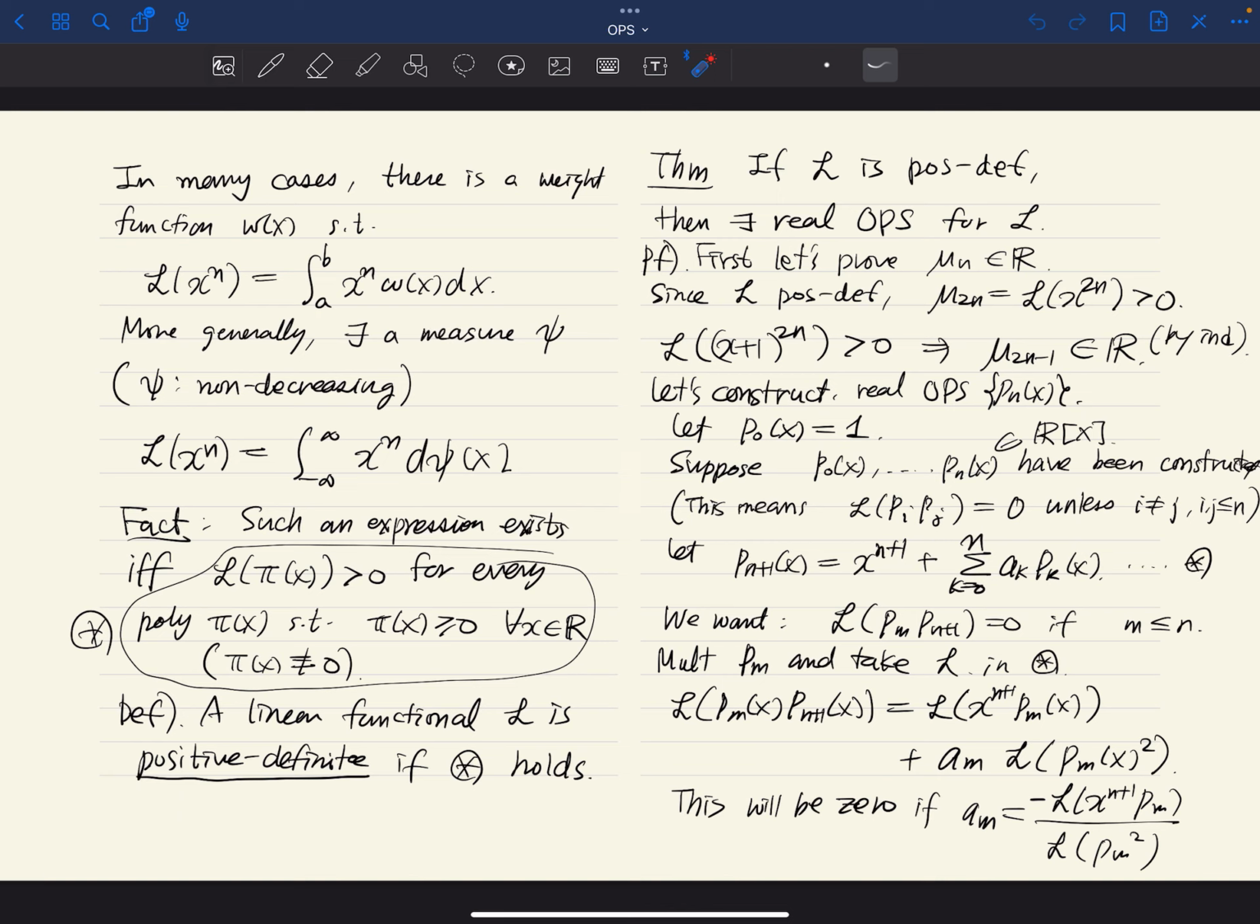And we defined this notion of positive definite. A linear functional L is positive definite if this holds: if the linear functional applied to some polynomial satisfies this, it is greater than 0. Okay, that was the definition of positive definite. And we showed last class that if L is positive definite, then there's a real orthogonal polynomial sequence for this linear functional. That's what we showed last time, right?